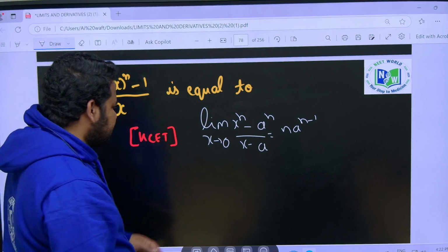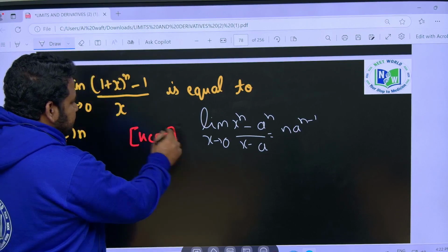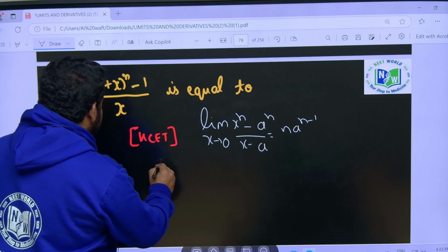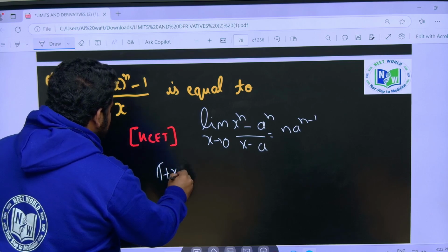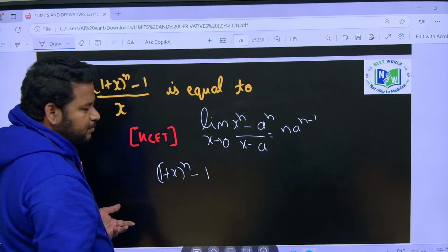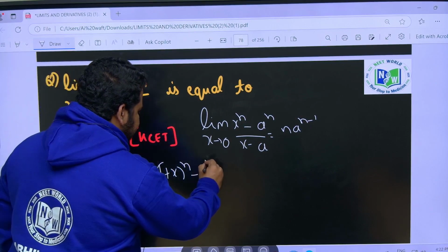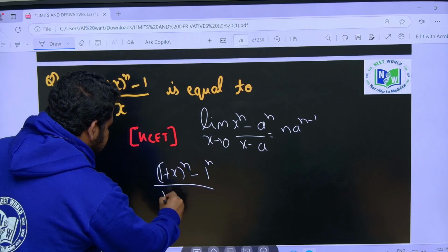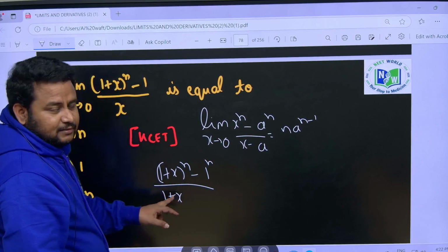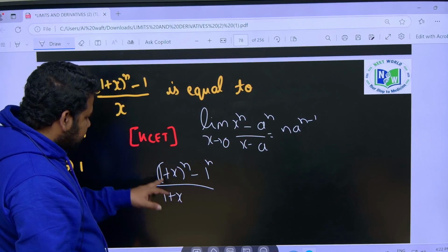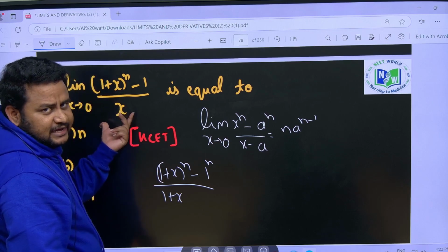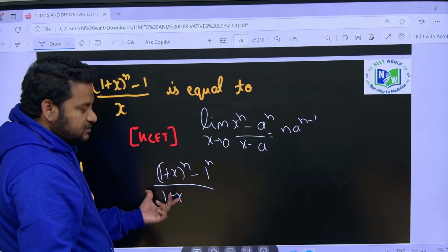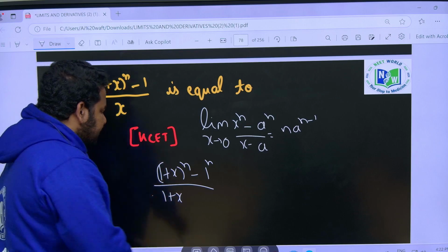So what can I write this as? Instead of x minus a, I am having just x. So I can modify this and write it as (1 plus x) to the power of n minus 1 to the power of n, because 1 to the power of anything is 1 itself. So instead of writing just x, I'll write 1 plus x. If I'm writing 1 here, I have to subtract 1 because I'm just adding 1. Ultimately, in the denominator it should be only x. But here I have to modify something so that I get 1 plus x. So if I'm adding 1 here, I have to subtract 1.